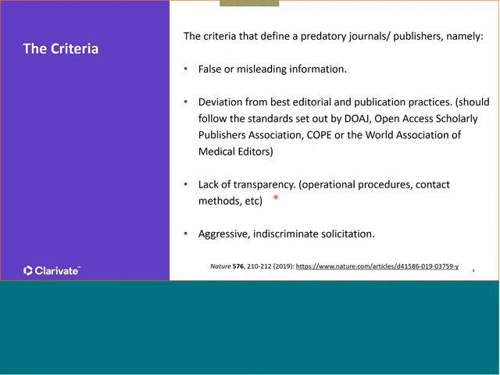Now the next one is lack of transparency. So if the journal does not have enough information on their website, for example, if they do not list their full editorial process, for example, information for the authors. So for example, once you have submitted your manuscript, how long will it take before you get a response? And then what's the peer review process? Is it single blind, double blind? As well as what are the contact methods for this publisher?